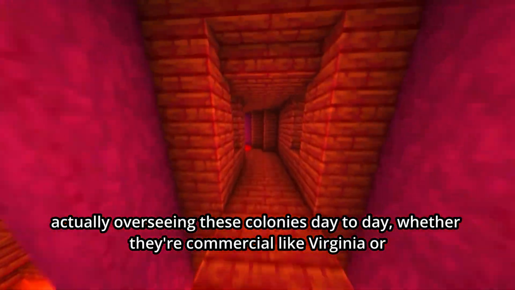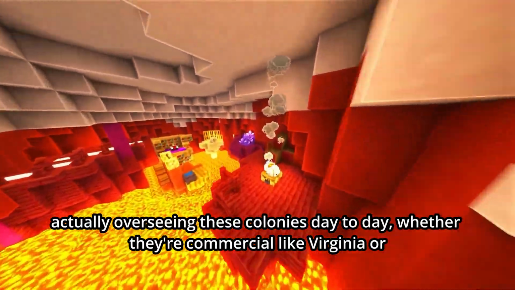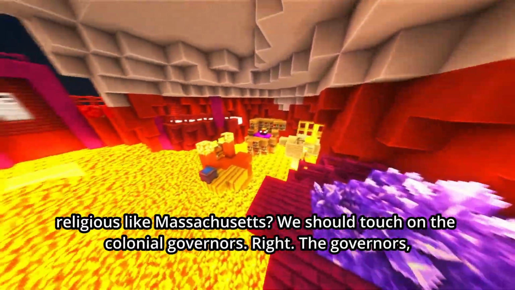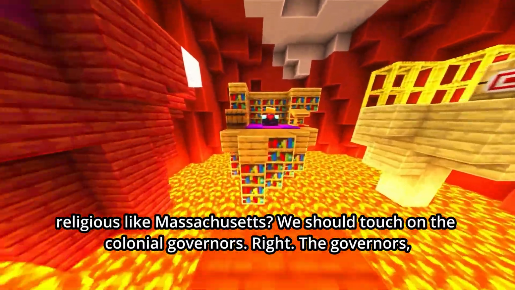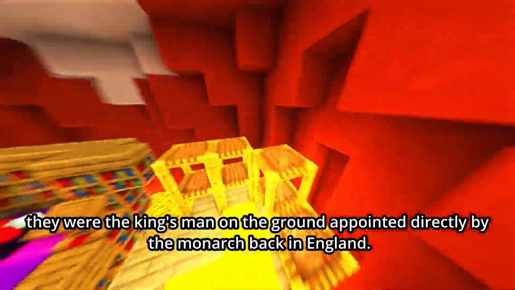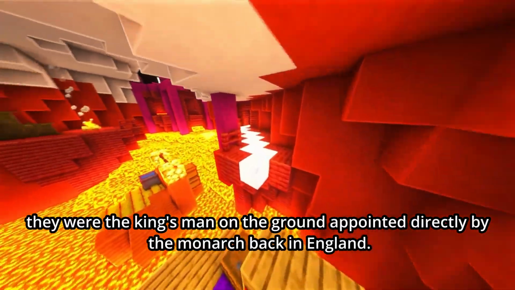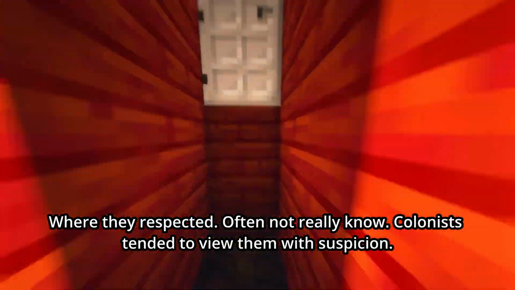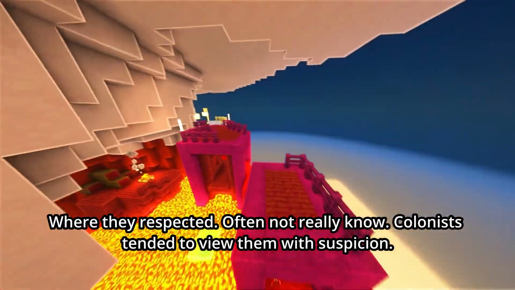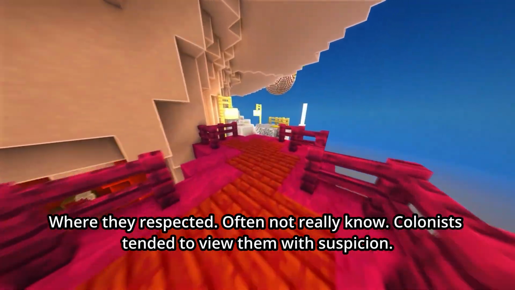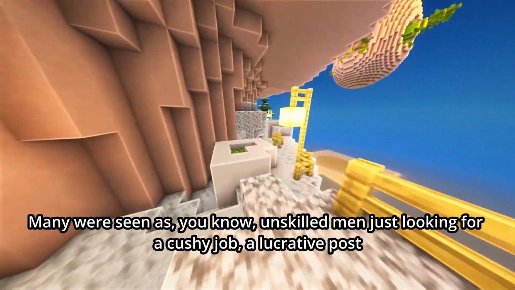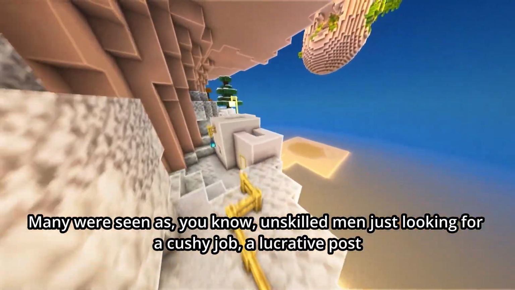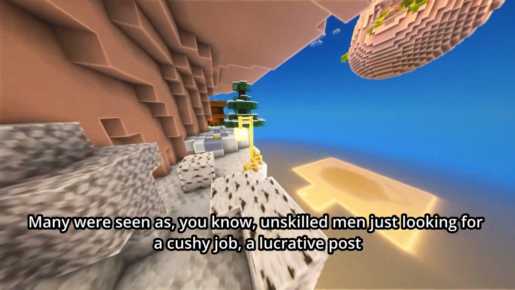But who's actually overseeing these colonies day to day, whether they're commercial like Virginia or religious like Massachusetts? We should touch on the colonial governors. Right, the governors, they were the king's man on the ground, appointed directly by the monarch back in England. Were they respected? Often not really, no. Colonists tended to view them with suspicion. Many were seen as unskilled men just looking for a cushy job, a lucrative post far from London.